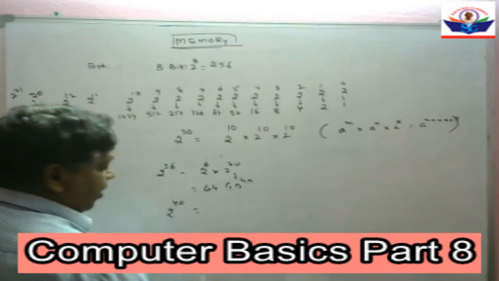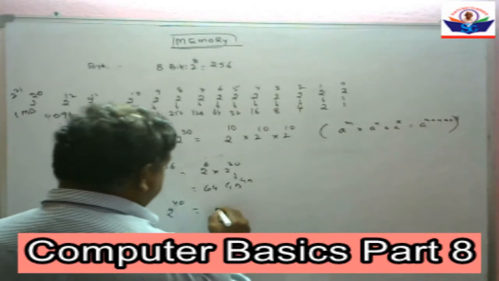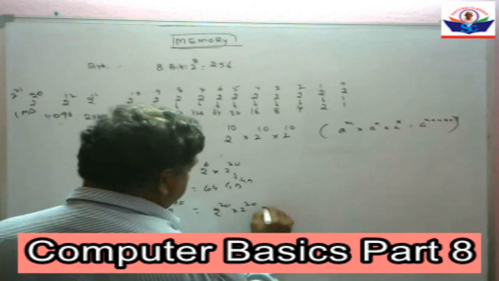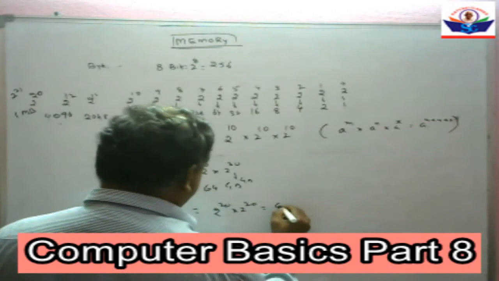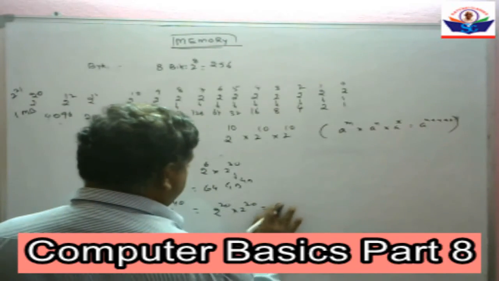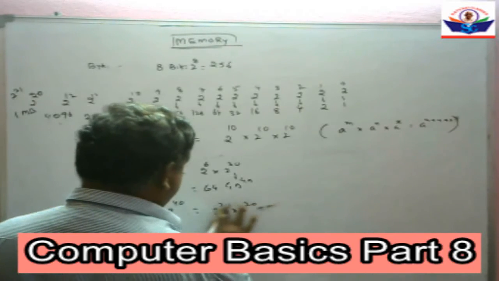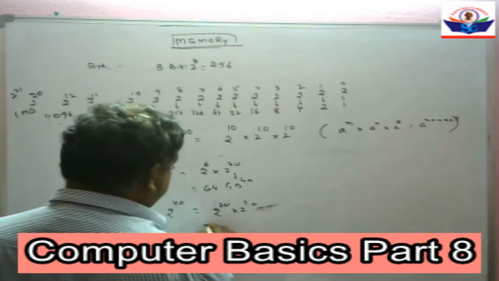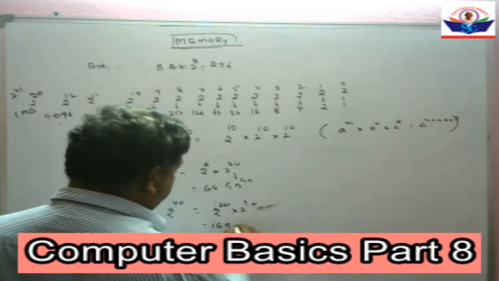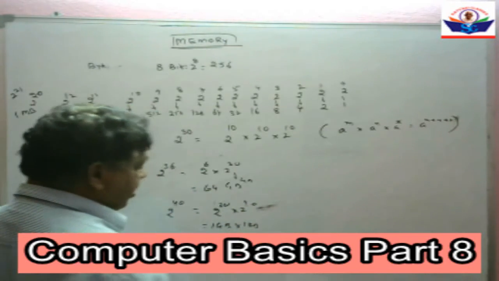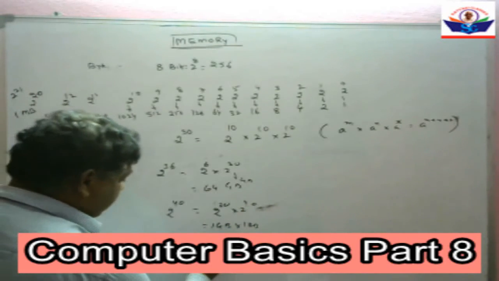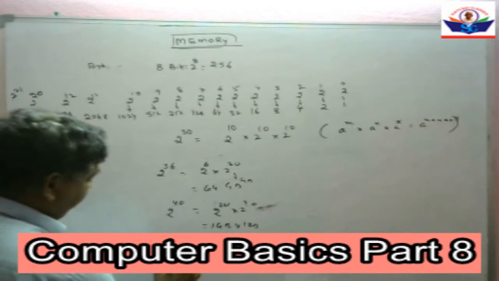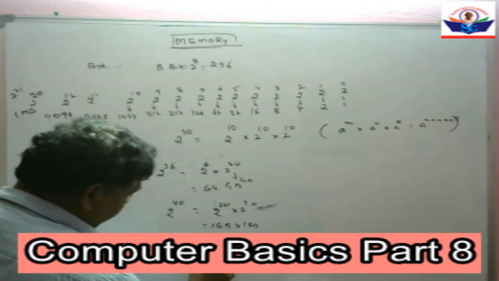2 to the power of 40 can be written as 2 to the power of 30 into 2 to the power of 10. That is equal to 1 GB into 1 KB. This is written as terabyte. 1 terabyte. So 2 to the power of 40 is equal to 1 terabyte.